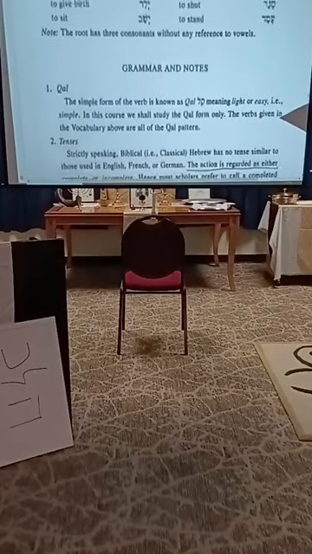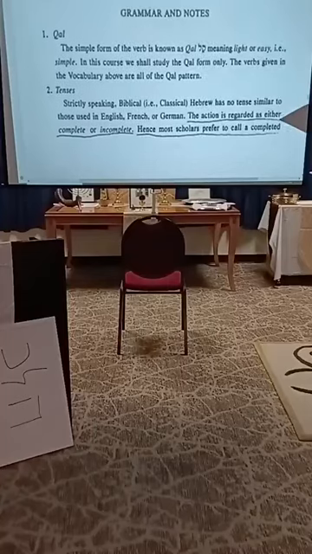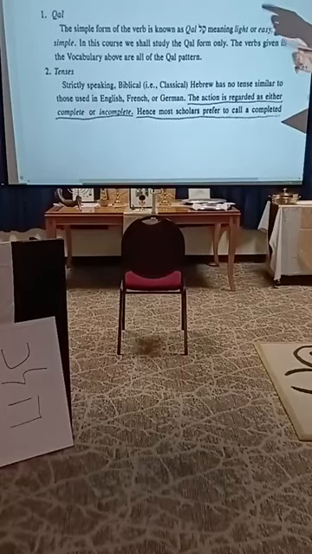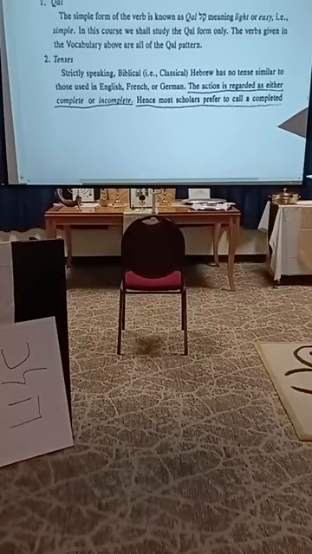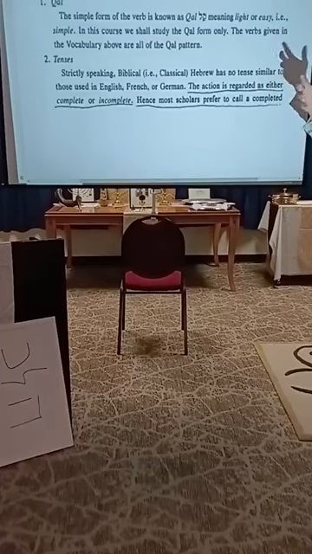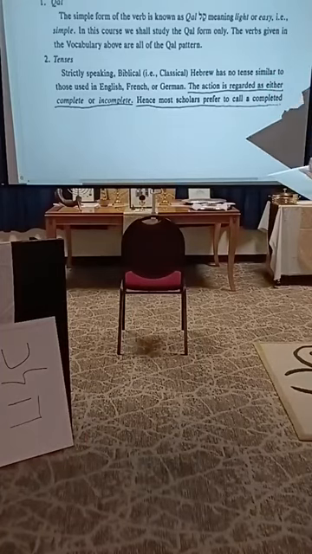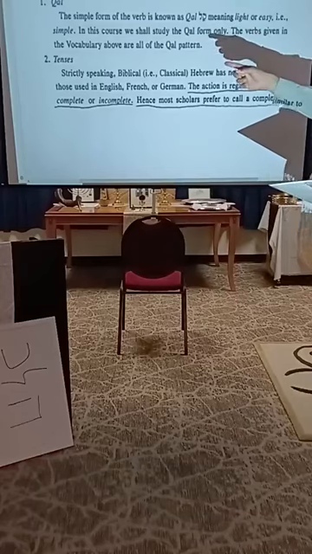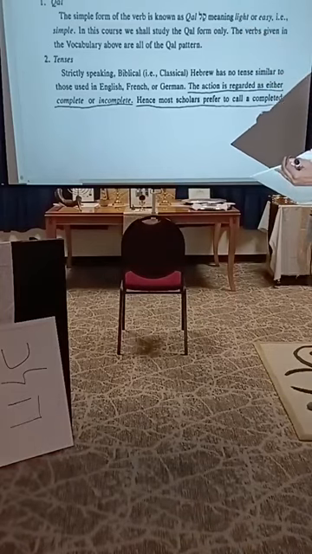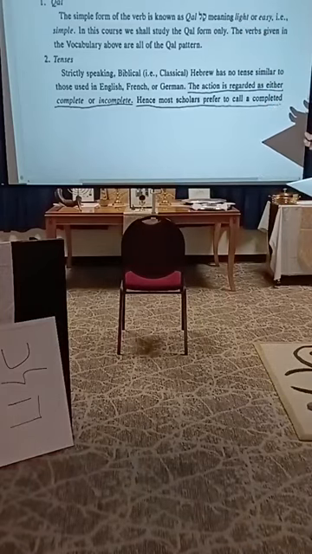Want to talk about these kinds of verbs. The verbs that we have there are called qal, which means that it is a simple form of the verb. Qal is a word which means light or easy. So it's basically saying that these are simple verbs or basic verbs. That's the idea. Now we also have tenses that we want to be familiar with.